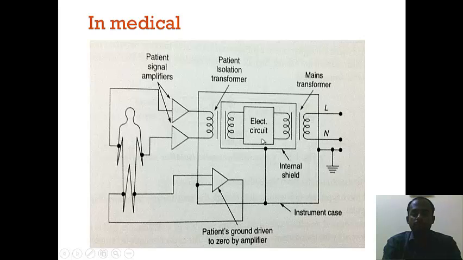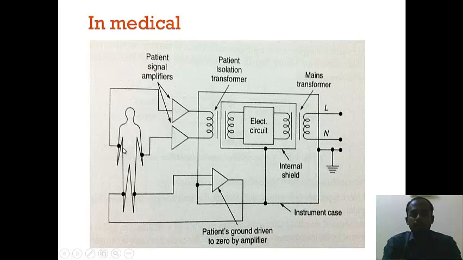Now the shield is connected to this circuit, which is connected to the instrument case as a ground circuit. From this ground circuit and the body, connections are taken to the patient's ground, driven to 0 by the amplifier, and it is given to the output to the patient. This is how it is used in medical purposes.